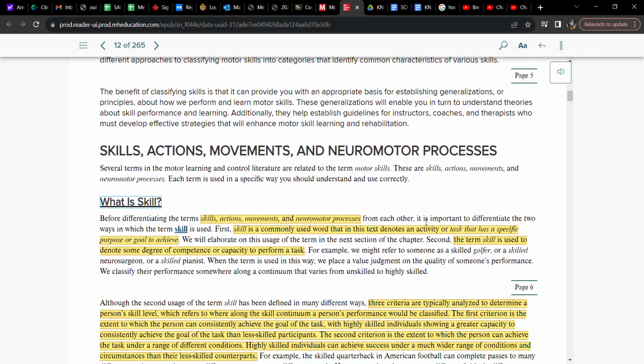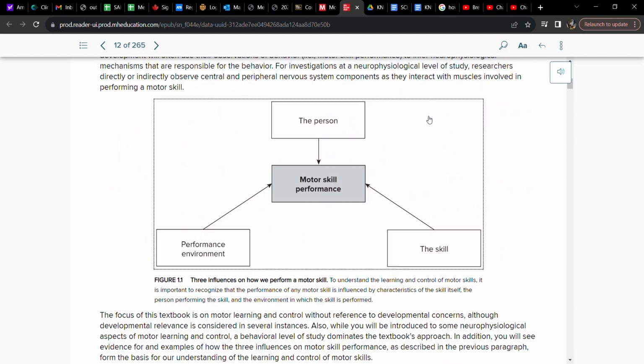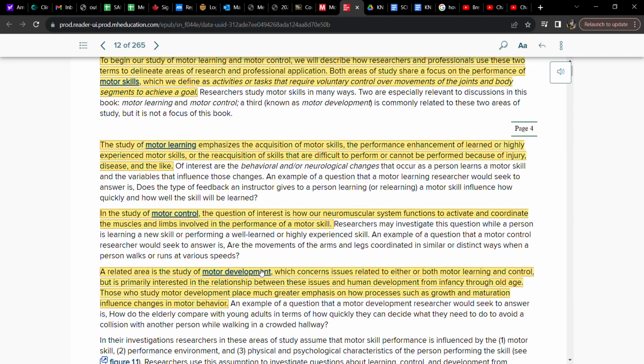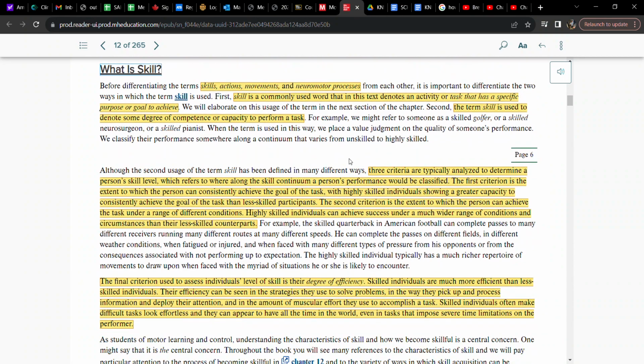Again, skipping past, we're going to move into what I want you to focus on, which is skills, actions, movements, and the neuromotor processes. So first we need to ask ourselves, what is a skill? We learned about what is motor control, what's motor learning, what's motor development, what are motor skills. So then it's like, what is a skill? And we need to determine what that is.